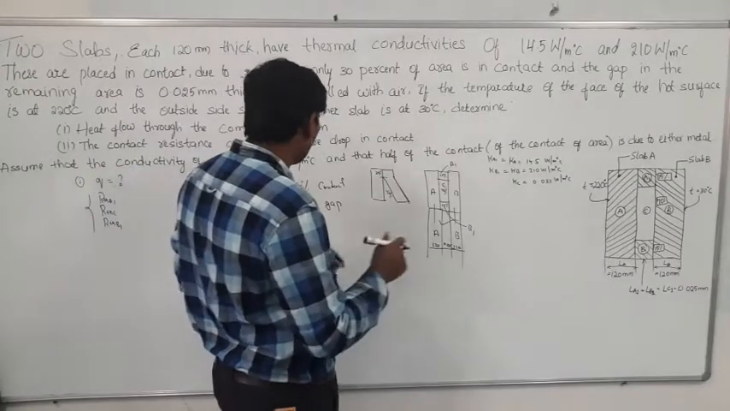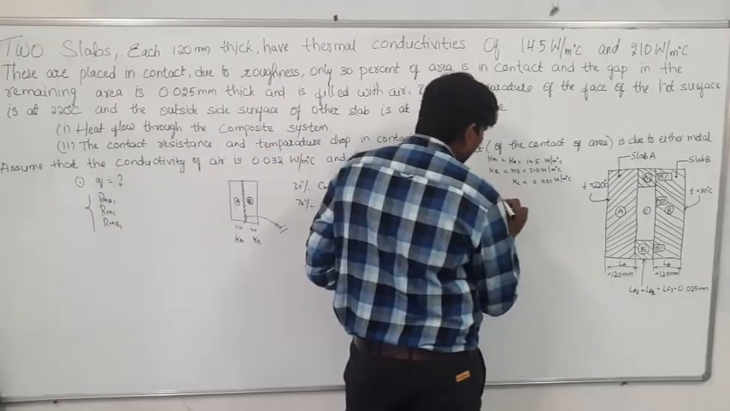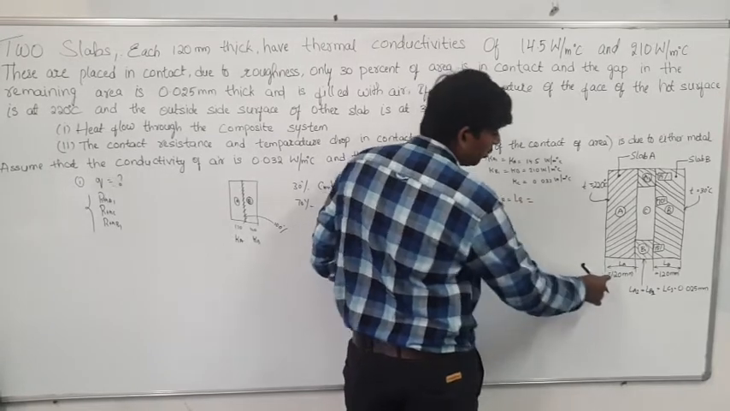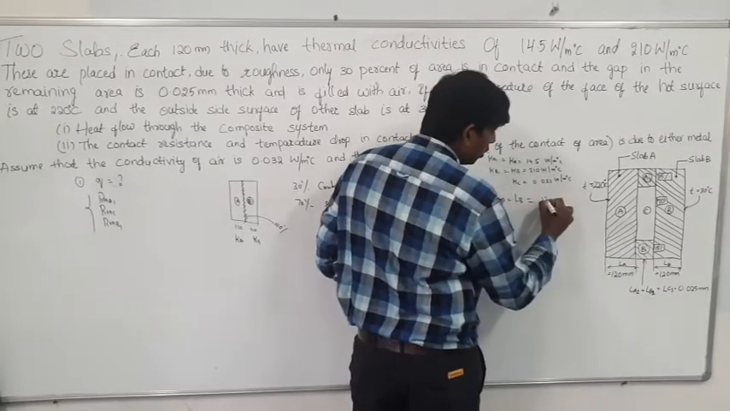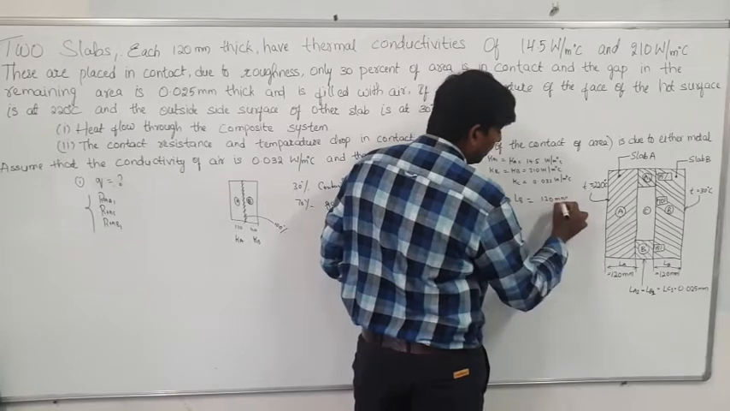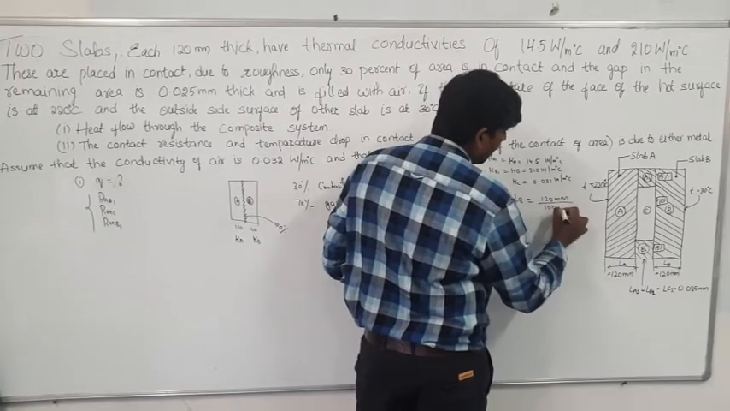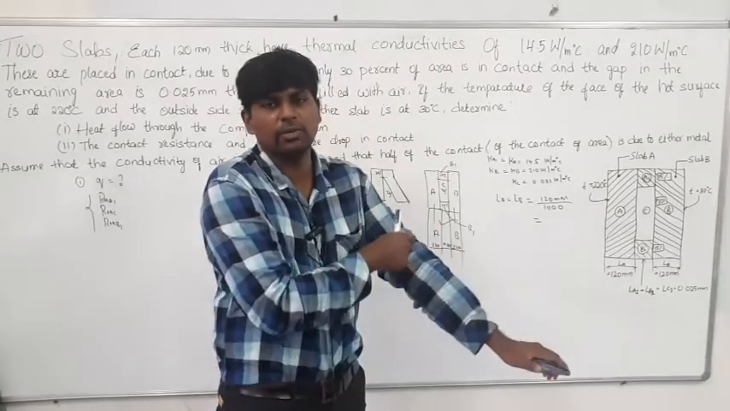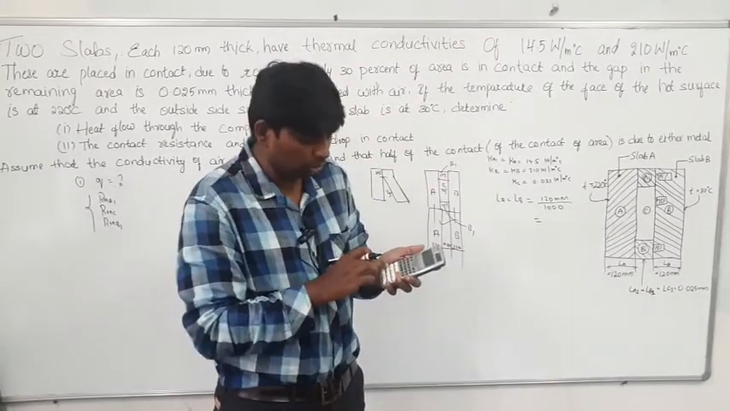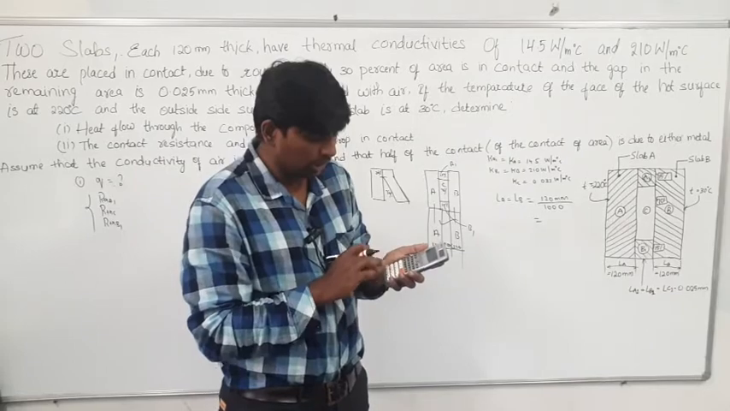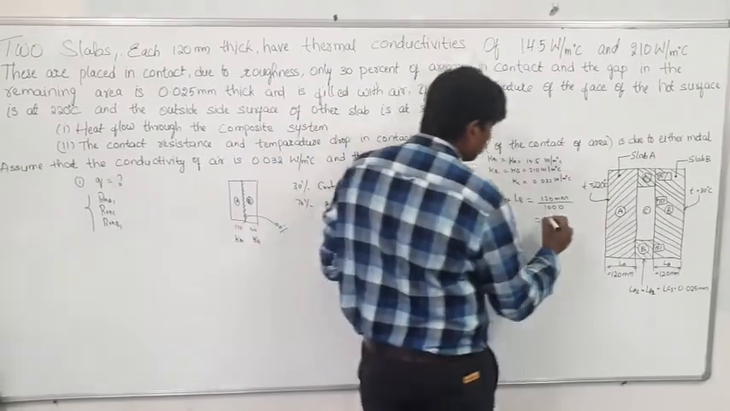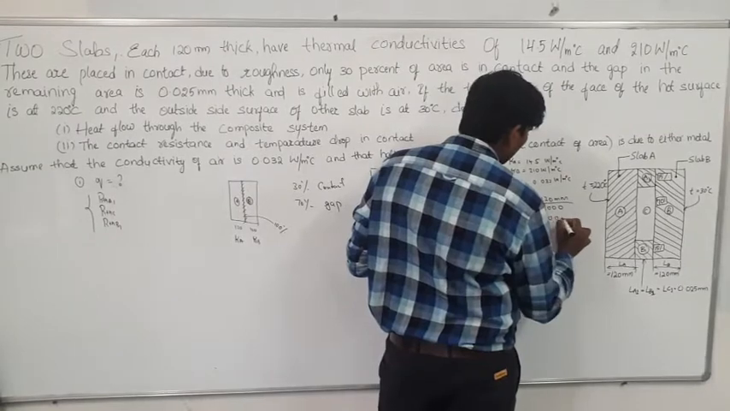For finding the value of La, see, the thicknesses La and Lb are both the same, 120 mm. So what you have to do? I told you, whenever it is given in mm, divide by 1000. 120 mm divided by 1000, the answer should be 0.12 meter.